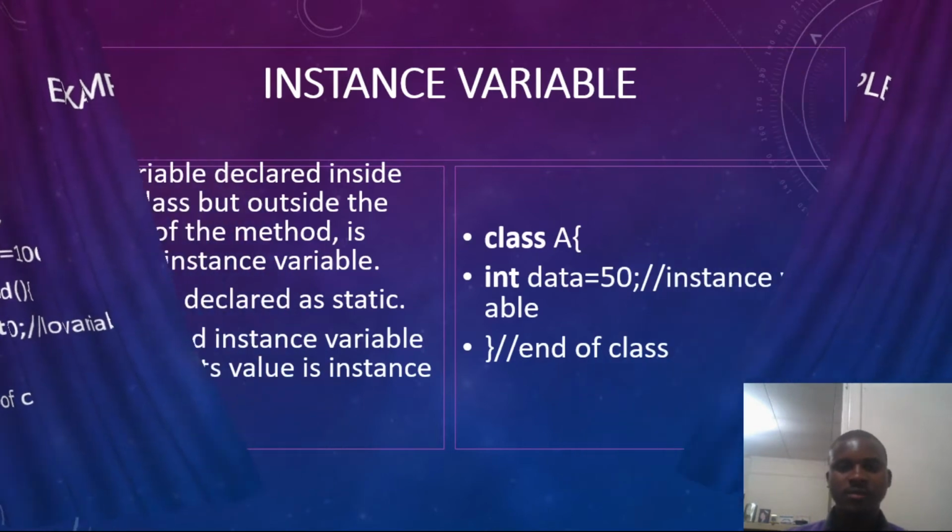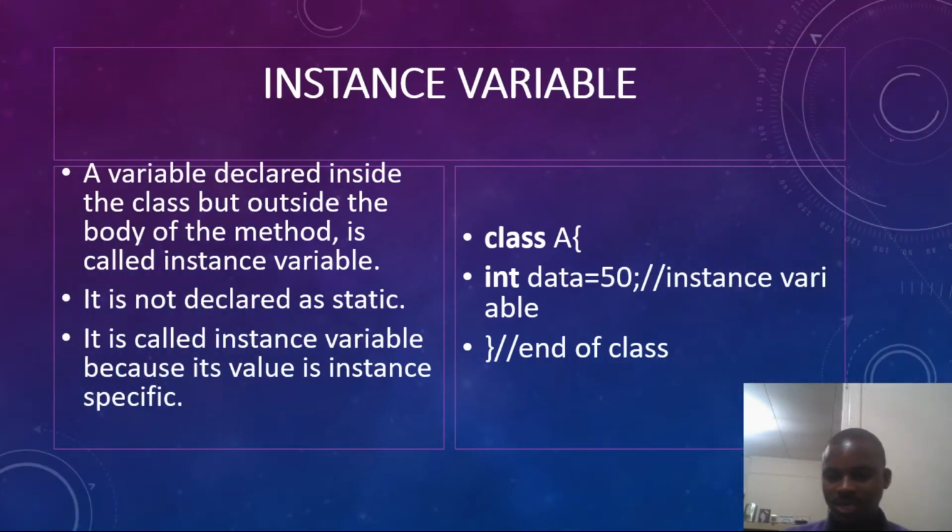So we are going to talk about instance variables. What are instance variables? Instance variables are the variables that we declare inside the class, but outside of any body, or outside the body of methods, even outside of the constructor or any blocks. Those are instance variables. Okay, so it is not declared as static.